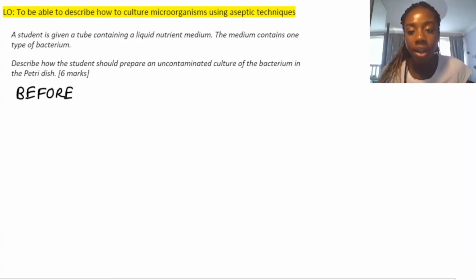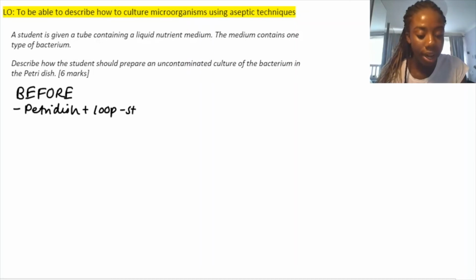So if we start off with before, the first really important thing is to make sure that all our culture media are sterilised. So this is things like the petri dish and our inoculating loop. So we're going to sterilise that to kill unwanted bacteria. And you should also put down how we do this.